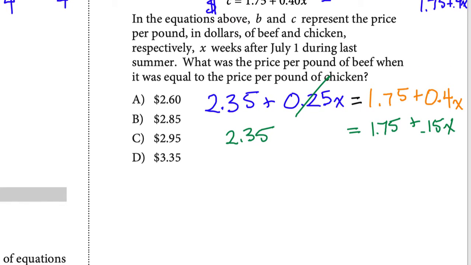From here, I'm going to subtract 1.75 on both sides. When I subtract 1.75, it's kind of hard to do, so I'm going to have to write this out.